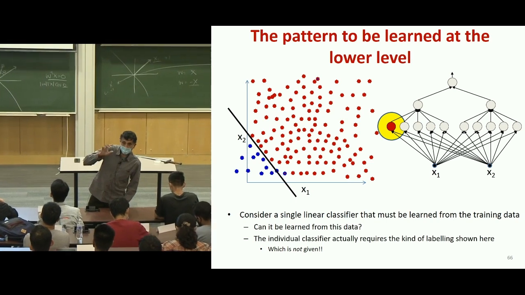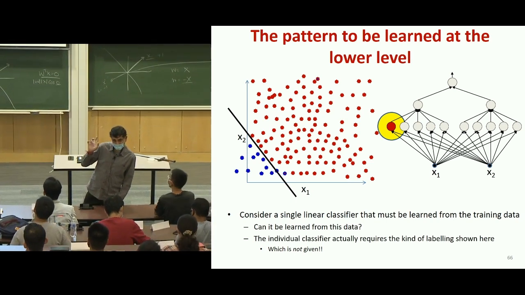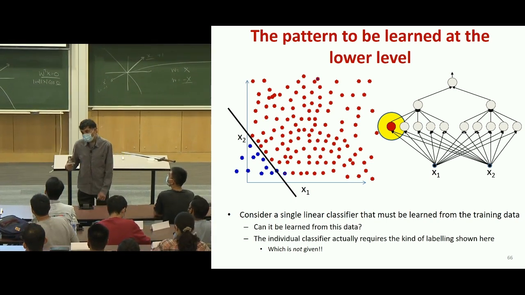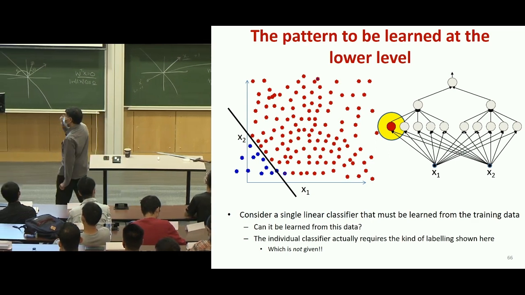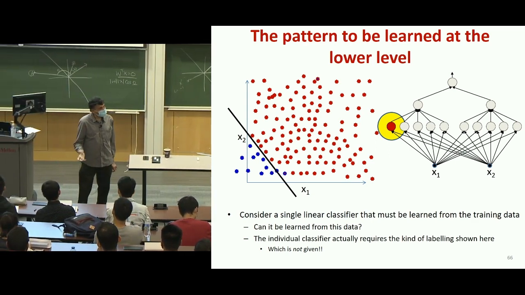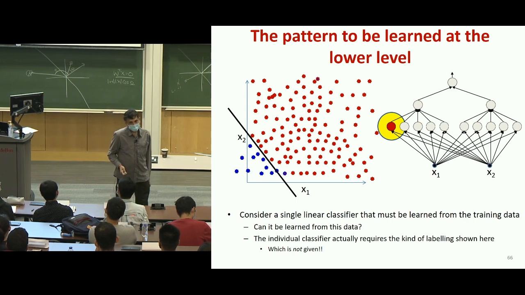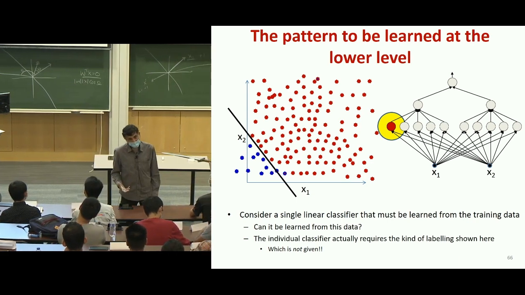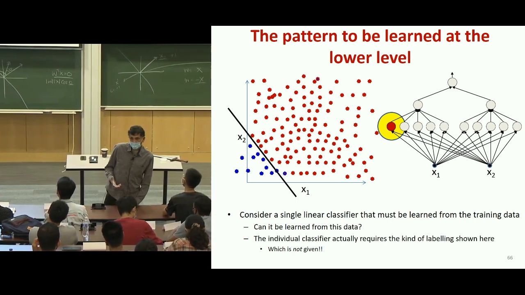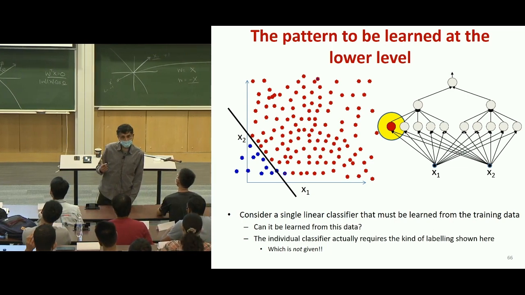But just to move on, we need to relabel the data in order to be able to learn this classifier. How are you going to relabel the data? Do you know which points to relabel? So how are you going to check it out? How would you learn the perceptron?